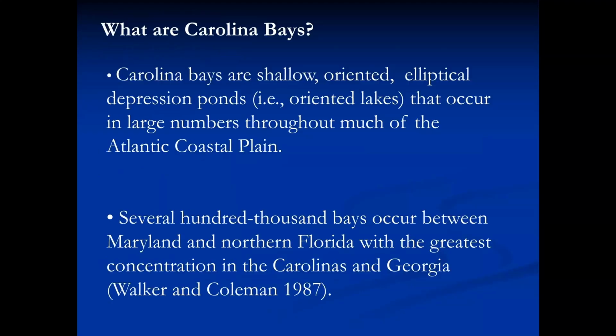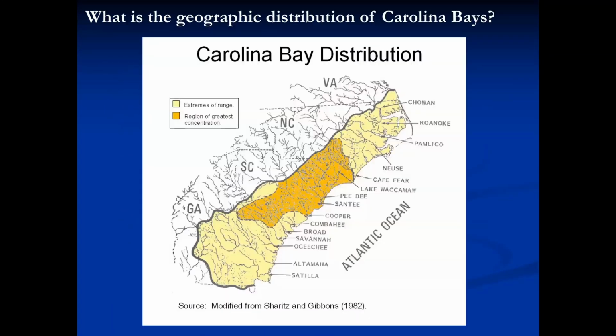So what are bays? Bays are shallow, oriented elliptical depression ponds, oriented lakes that occur in large numbers throughout much of the Atlantic coastal plain. We know approximately several hundred thousand occur between Maryland and northern Florida, with the greatest concentration in the Carolinas and Georgia. So this shows the major concentration. There are bays further south and certainly to the north up to New Jersey. There's certainly bays in those areas as well.